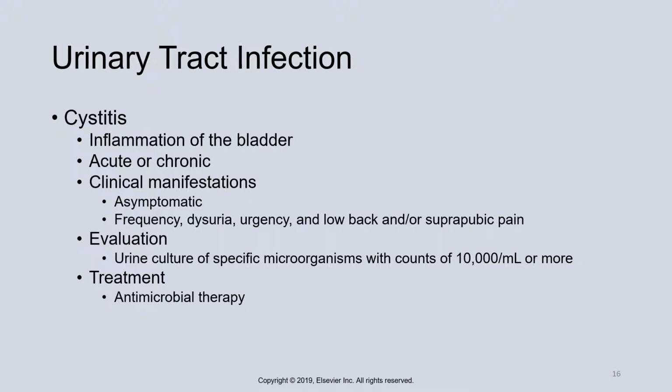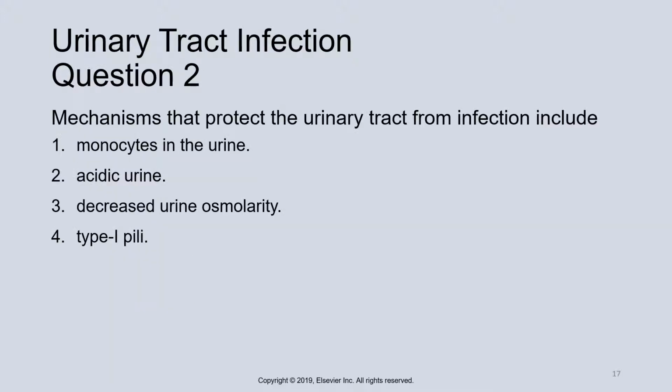Cystitis is inflammation of the bladder, acute or chronic. Clinical manifestations: asymptomatic, dysuria, frequency, low back pain. That's something to think about when you have low back pain. Diagnosis is by urinary culture of specific microorganisms, with antimicrobial therapy. The mechanisms to protect the urinary tract from infection: monocytes, acid urine, decreased urine osmolarity. The answer could be decreased urine osmolarity.